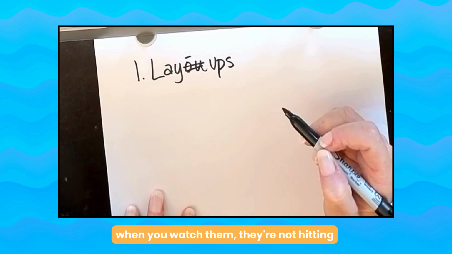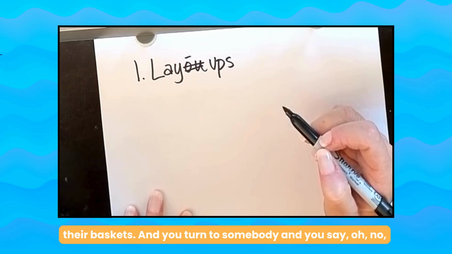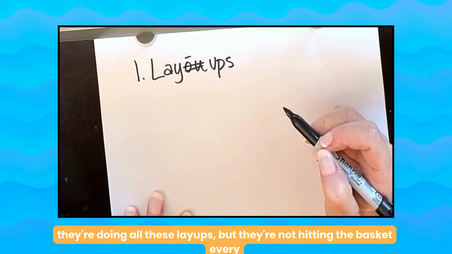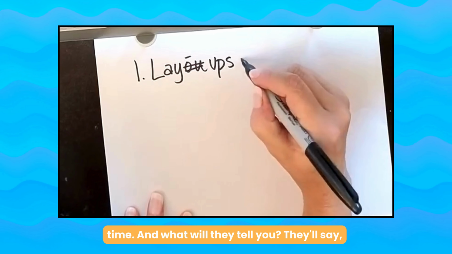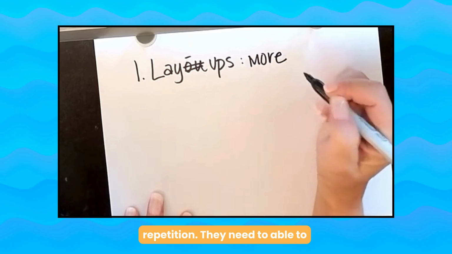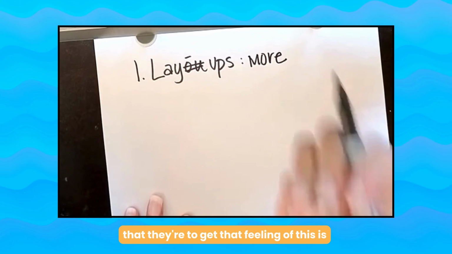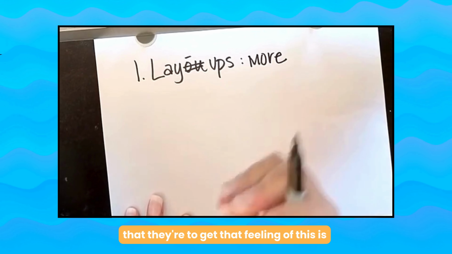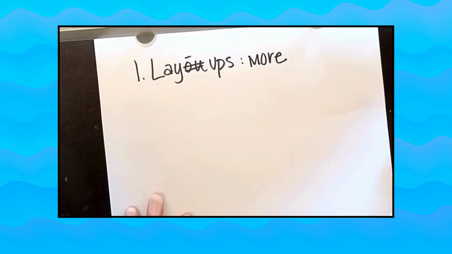But when you watch them, they're not hitting their baskets, and you turn to somebody and you say, oh no, they're doing all these layups, but they're not hitting the basket every time. And what will they tell you? They'll say, well, they need to do more of them. They need to do repetition. They need to be able to see, like, if they do it in this certain way, that they're going to get that feeling of, this is awesome. I can't stop doing this.